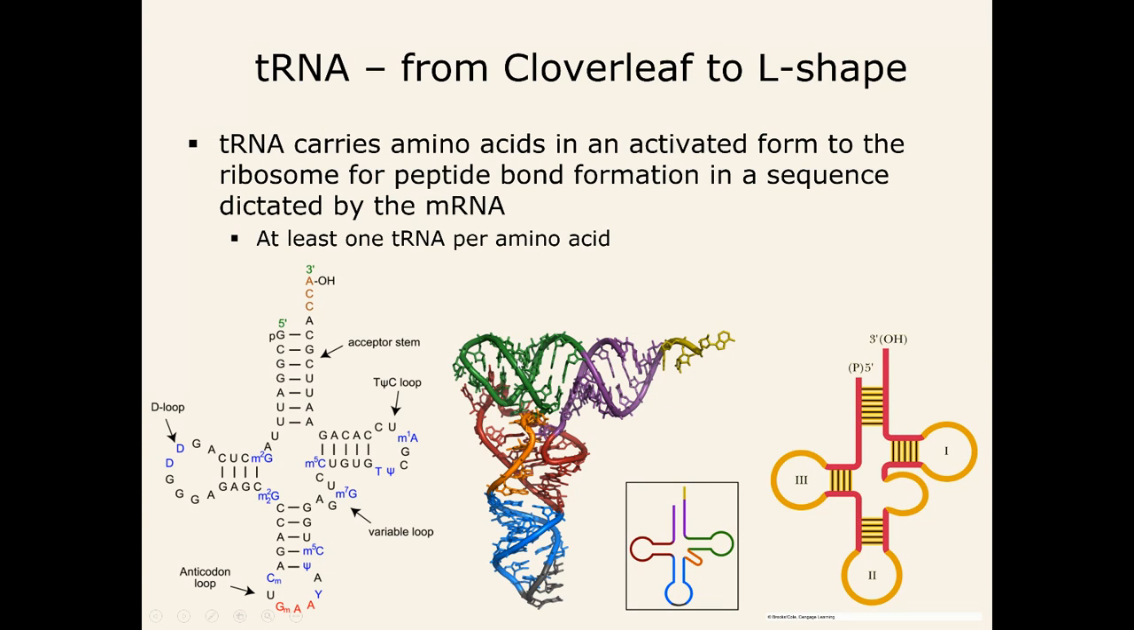tRNA has such an unusual and interesting structure. It has a site that allows it to bond to an amino acid, one tRNA per amino acid, and on the other end it has a site that will interact with the messenger RNA. Okay. We're going to see that more in the next video lecture.